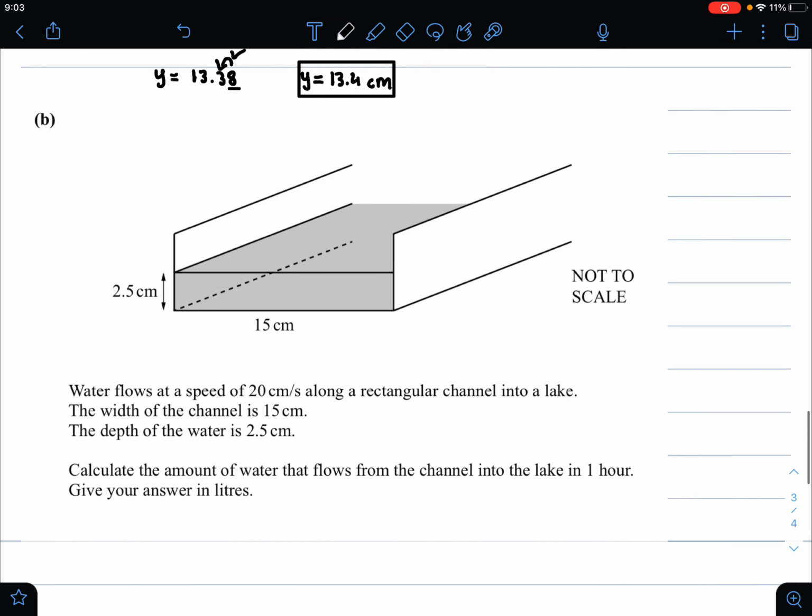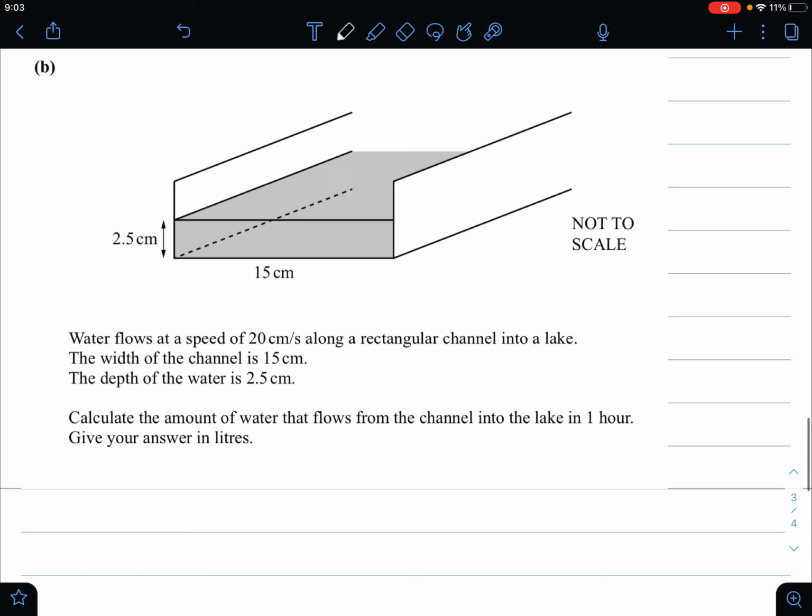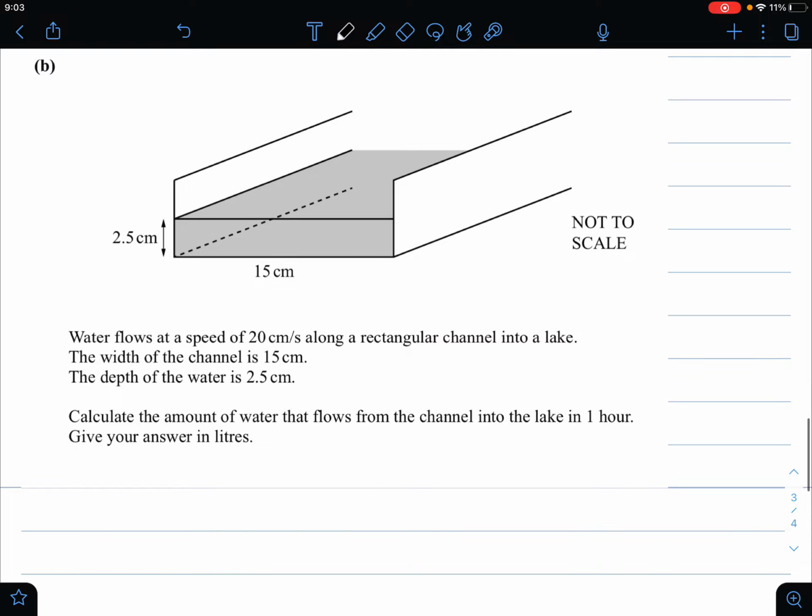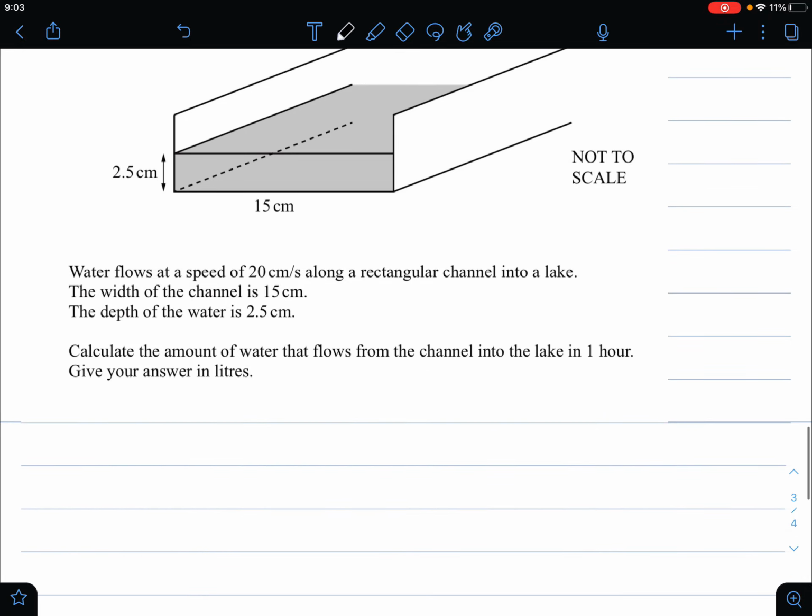In part B, they have shown a cuboid, or a rectangular channel, that flows water into a lake at the rate of 20 centimeters per second. So they've told us that the width of the channel is 15 centimeters and the depth is 2.5 centimeters. So we have to calculate the amount of water that flows from the channel into the lake in 1 hour, and they have asked us to give our answer in liters. So we have to remember to give our answer in liters, as whatever we find out will actually be in milliliters. So in the end we need to divide our answer by 1000.